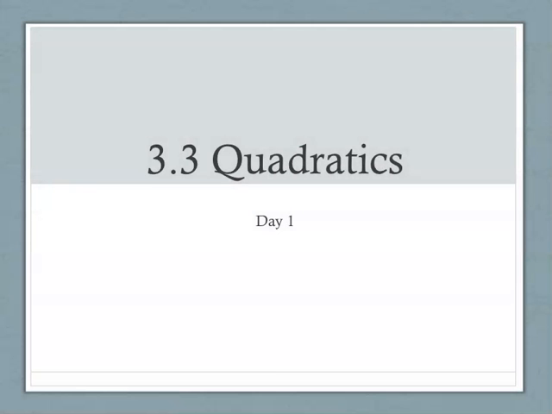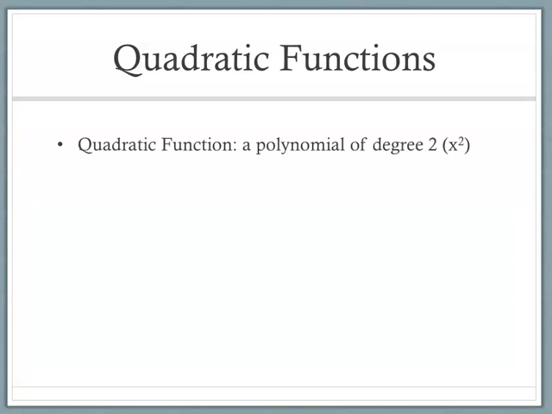We are continuing our study of functions with quadratics. So a quadratic function is a polynomial of degree 2. So any polynomial where the highest term has x squared in it. Now in terms of the graph, a quadratic function is going to be a parabola.